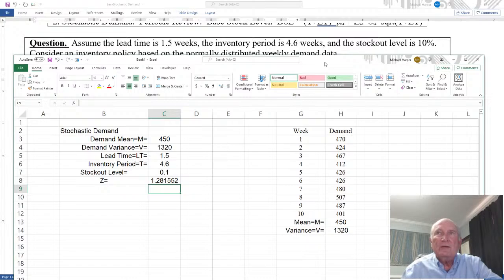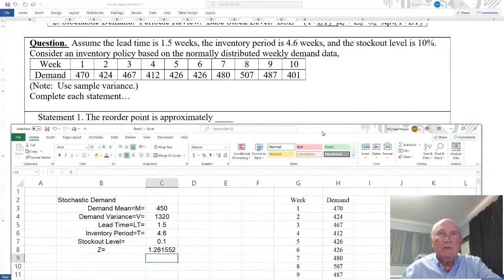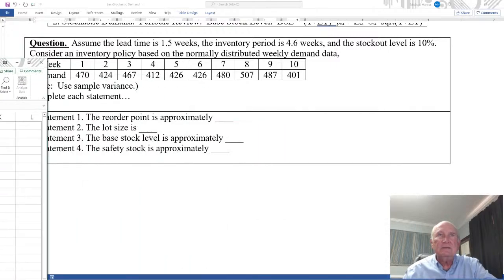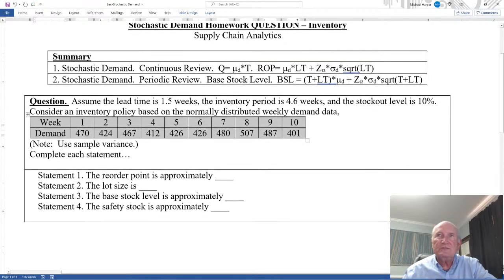Now then, we come down here, and let's use the reorder point. Our reorder point, ROP, is given up here. There it is. ROP is given by that equation right there. So let's just use the equation since we have it.